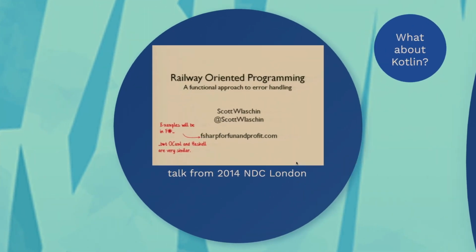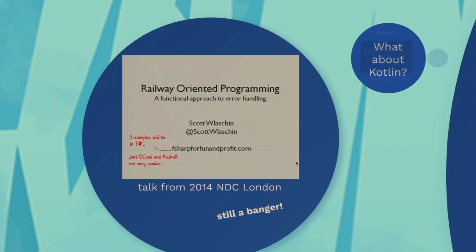And all these pictures that you saw are from this other talk called Railway-Oriented Programming from Scott Wlaschin. It's a talk from 2014 at the NDC London conference. I absolutely suggest you check this one out too. Still a banger, definitely check it out. The code is in F# in the talk, but it's totally understandable. It's pretty much like pseudocode.